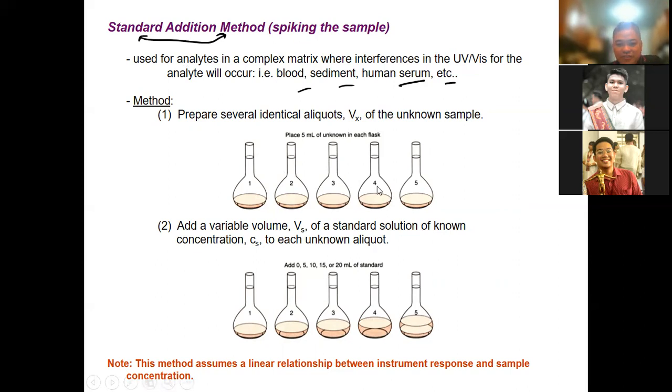So the way that you're going to do it is you can do different amounts in different volumetric flasks here, and then you add several aliquots of the unknown sample, or you can only do one. One that contains your sample, and one that contains your sample and an added standard of known concentration. So you can do it this way, or the single point standard addition. So you add a variable volume of the standard solution to each aliquot.